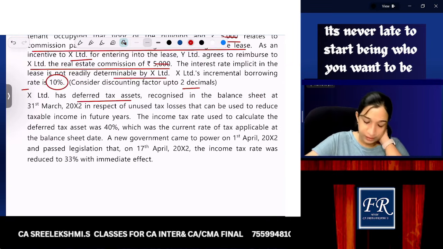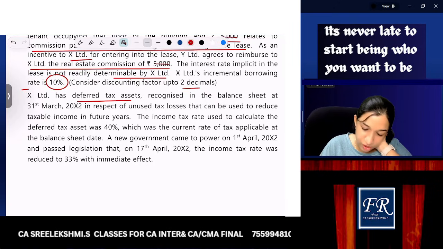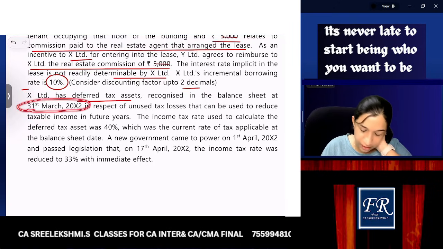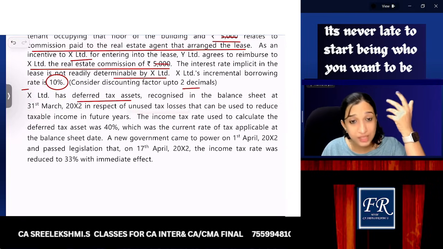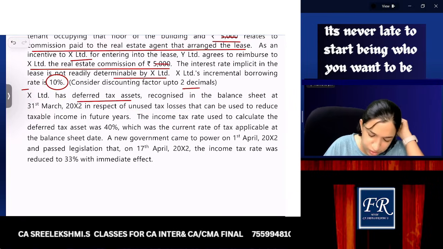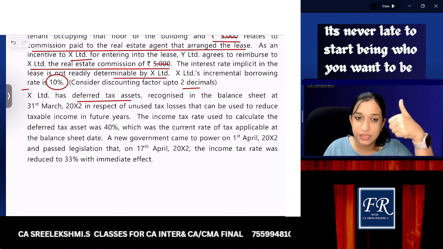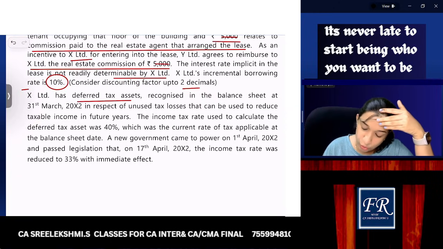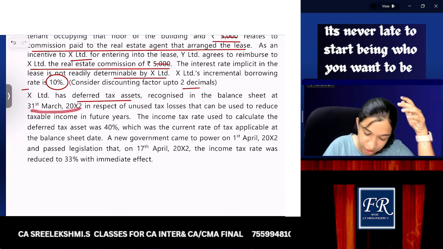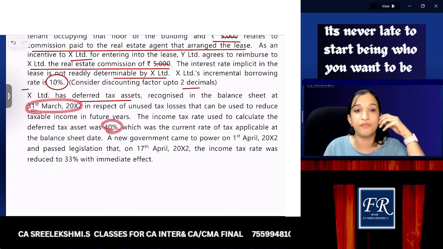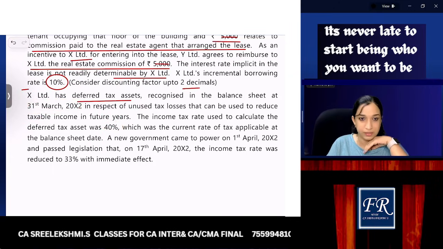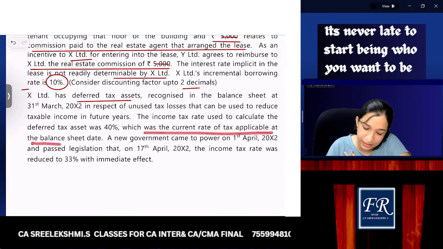X Limited has deferred tax assets recognized in the balance sheet on 31st March 2012 in respect of unused tax losses that can be used to reduce taxable income in future years. The income tax rate used to calculate the deferred tax asset was 40%. So on 31st March 12, we already recognized a deferred tax asset at 40%, which was the current rate of tax applicable at the balance sheet date.